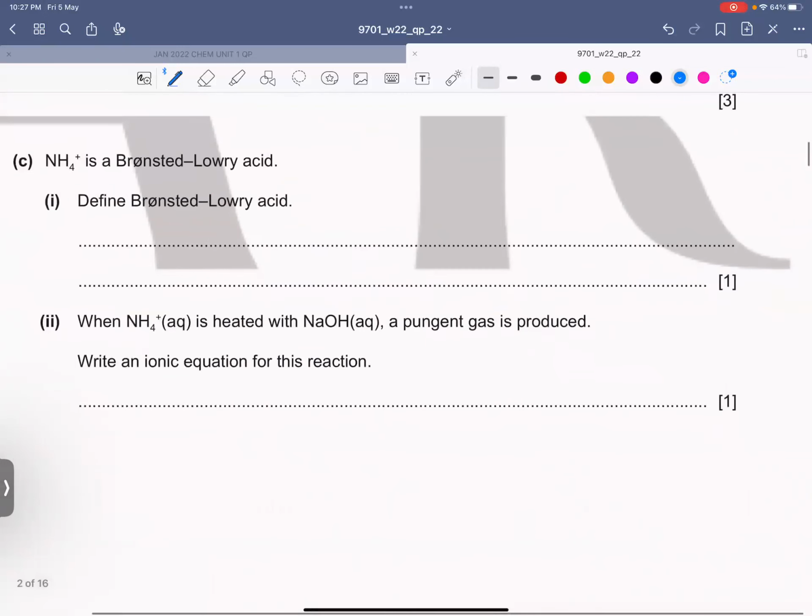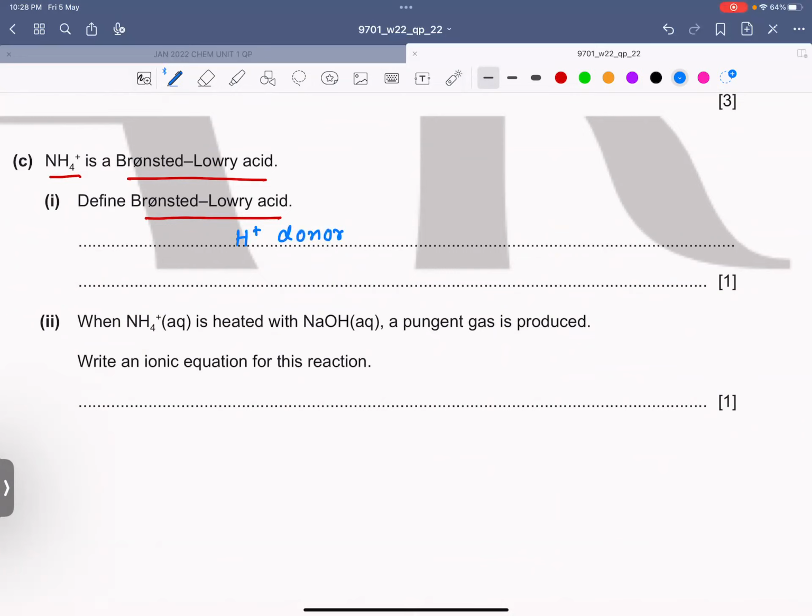Now, ammonium is a Bronsted-Lowry acid. Define Bronsted-Lowry acid. Simply you can write a H positive donor, or you can write a proton donor. Both can be considered as correct.